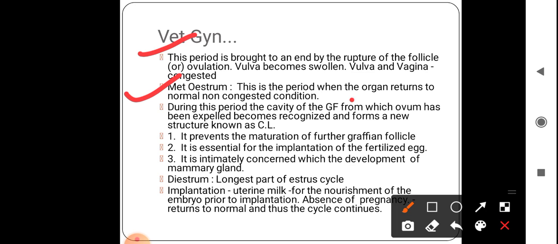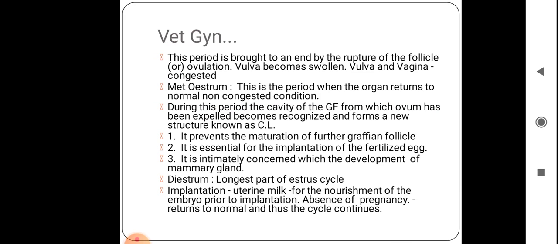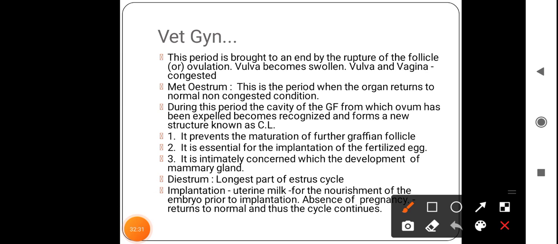Metastrum is the period when the organ returns to a normal, non-congested condition. During this period, the cavity of the Graafian follicle from which the ovum has been expelled becomes reorganized and forms a new structure known as the corpus luteum. We had already discussed this. It takes place during the metastrum phase. It prevents the maturation of further Graafian follicles.